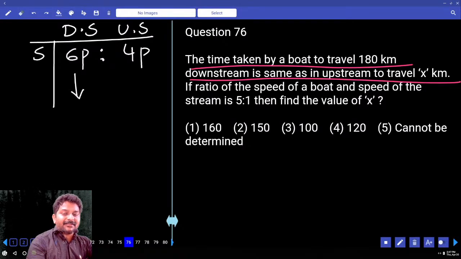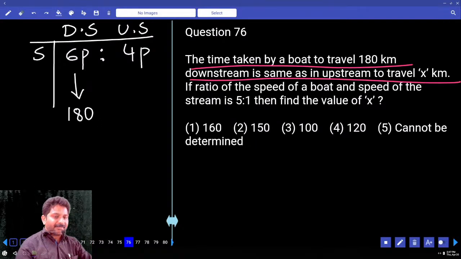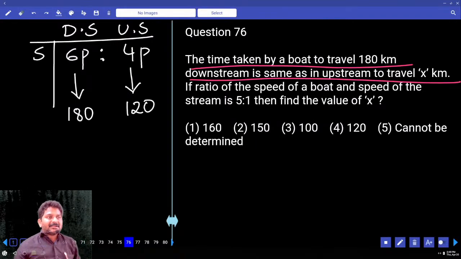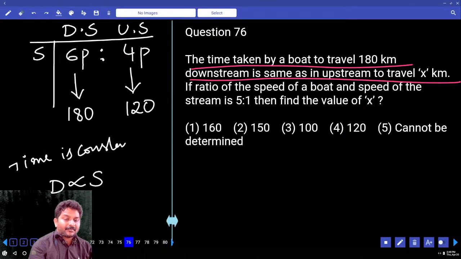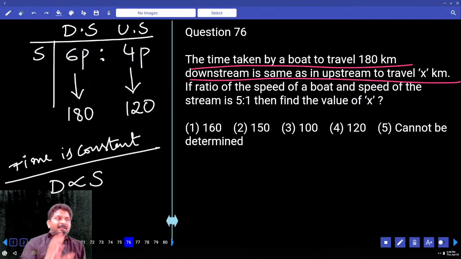6 parts is equal to 180. 4 parts means 4 times 30, which is 120. That's it. If time is constant, distance is directly proportional to speed. If this point strikes in your mind, in a fraction of seconds you can answer the question.